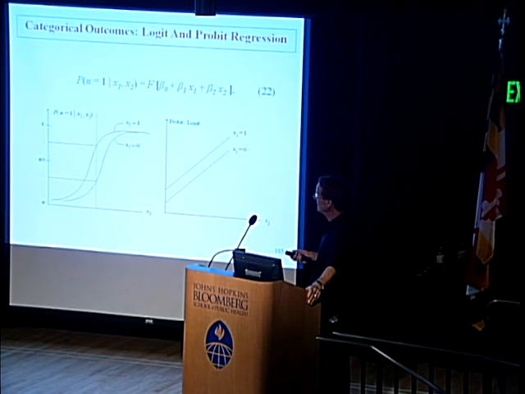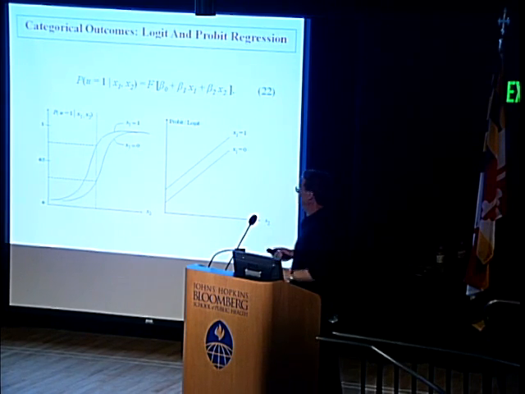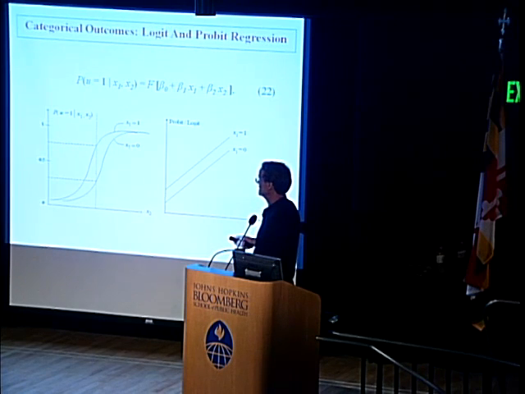The logistic function looks like this. 1 divided by 1 plus e to the power of minus z, where z is called the logit.